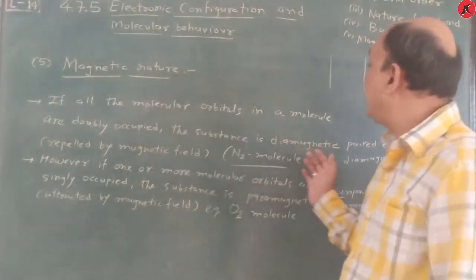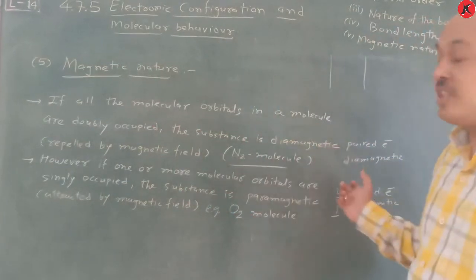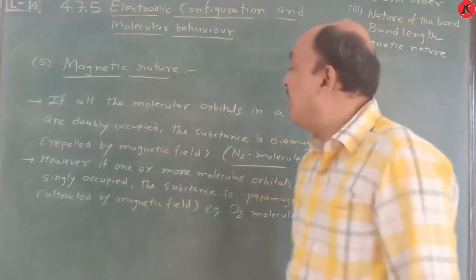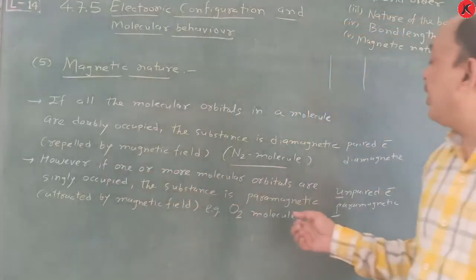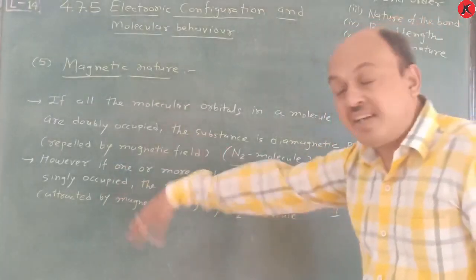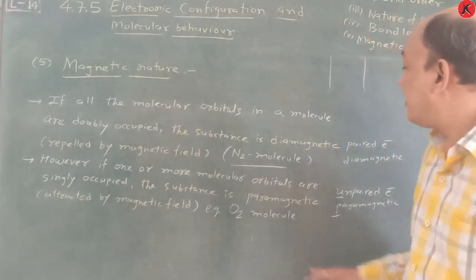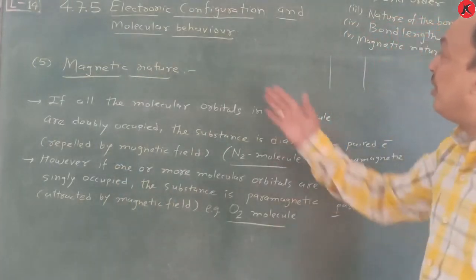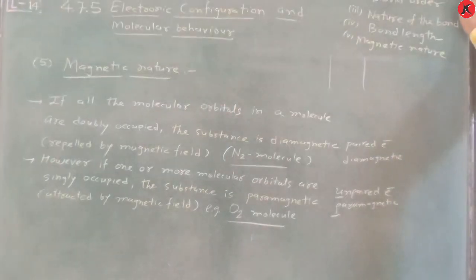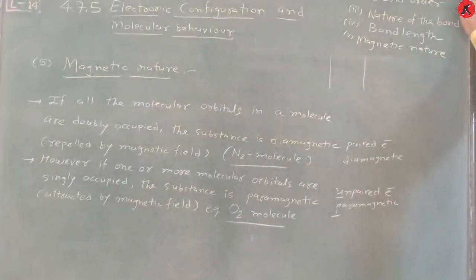If all the molecular orbitals in a molecule are doubly occupied, the substance is diamagnetic, repelled by the magnetic field. An example is N2 molecule. However, if one or more molecular orbitals are singly occupied, the substance is paramagnetic, attracted by magnetic field. An example is O2 molecule. So this is all about electronic configuration and molecular behavior. Suppose this question is asked for 2 marks, so you have to write this one. From the electronic configuration and molecular behavior, which important information is observed.